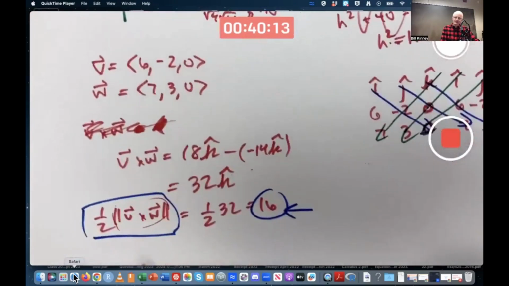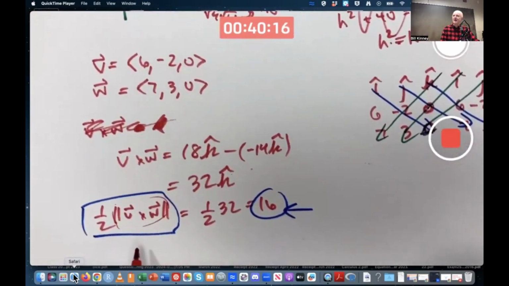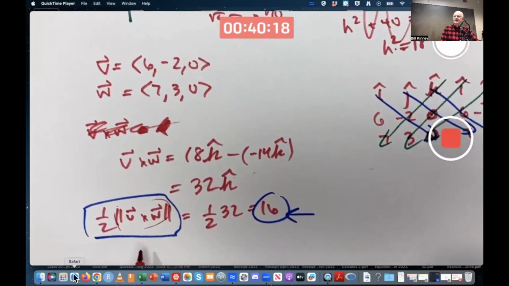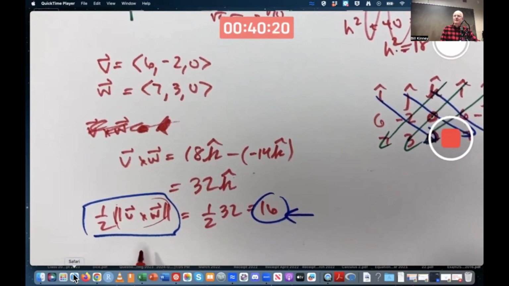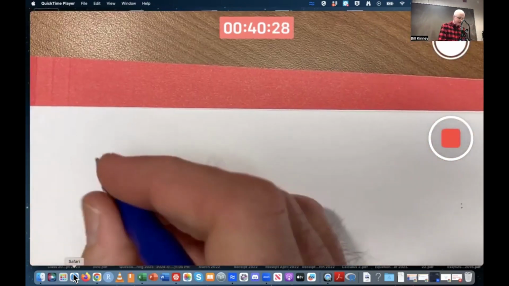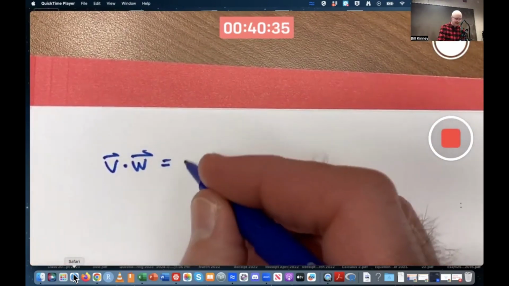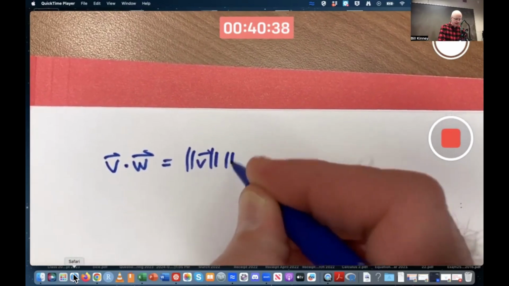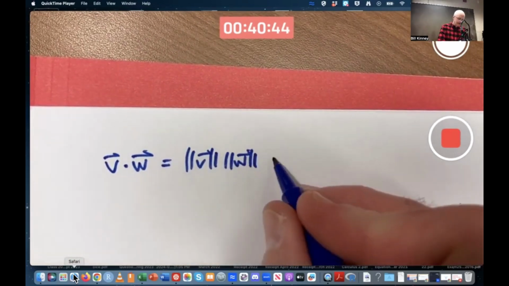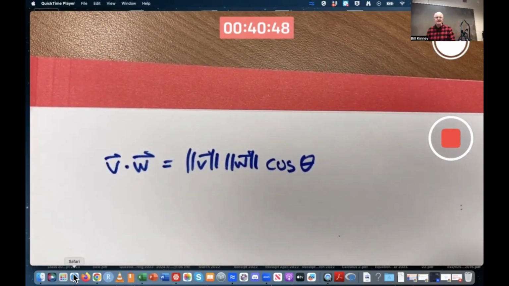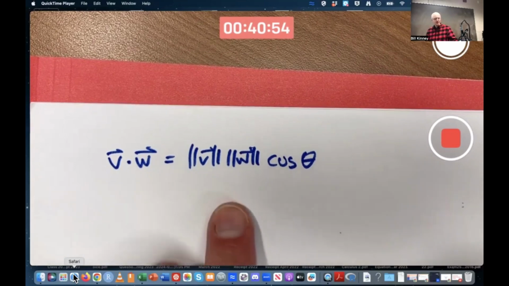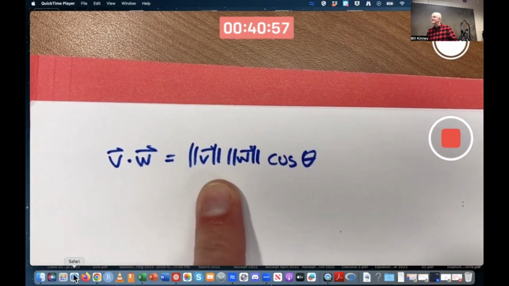Are we going to prove this gives you the area of the parallelogram? I don't think we will here. But I do want to write down another formula that's related to that. Whereas V dot W is the length of V times the length of W times the cosine of the angle between them. That is an alternative formula for the dot product, not involving the components of V and W, although you need those components to compute these magnitudes.